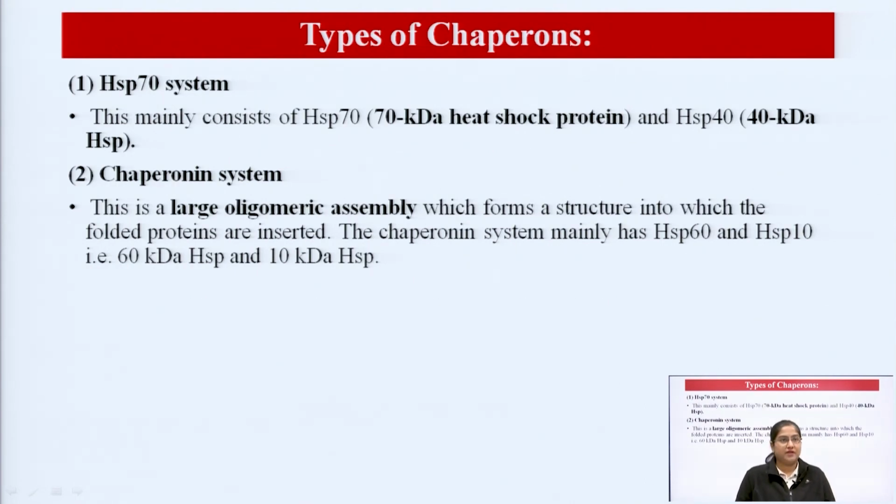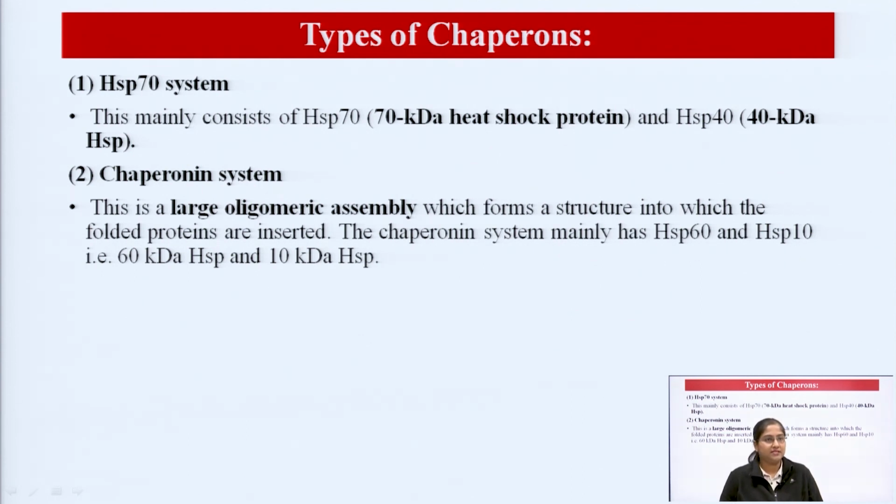What are the types of chaperones? There are two types of chaperone systems. The HSP70 system mainly consists of HSP70, the 70 kilodalton heat shock protein, and HSP40, the 40 kilodalton heat shock protein.